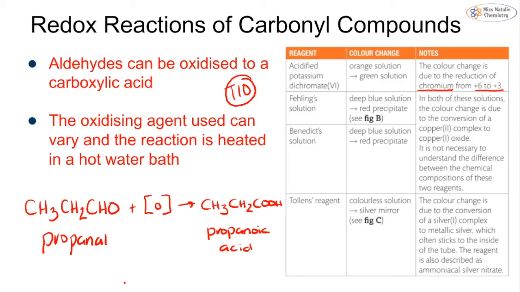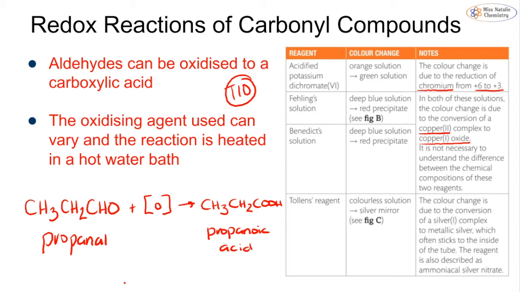For Fehling's solution and Benedict's solution, they both have very similar reactions. We see this deep blue solution going to a red precipitate. And in both of these, it's because we have a copper(II) complex, which is blue, forming copper(I) oxide. And that is that red colour. You don't need to know the difference between these two solutions in terms of their chemical compositions, so you can use both of these interchangeably with that particular colour change. Both would be accepted in an exam.